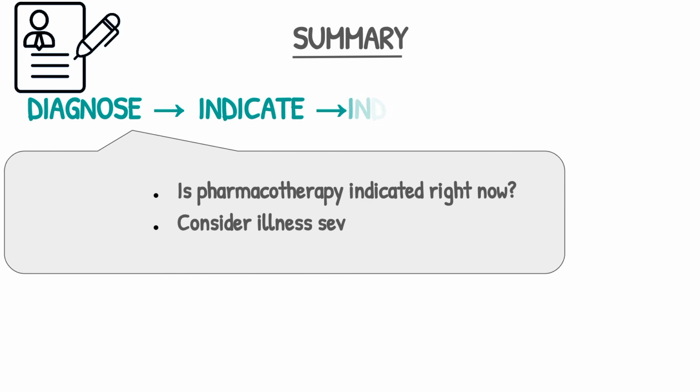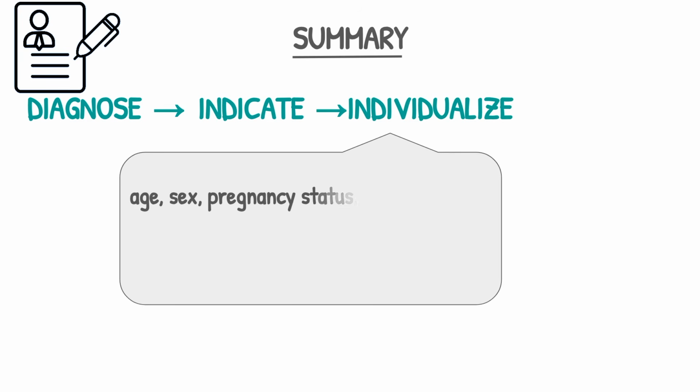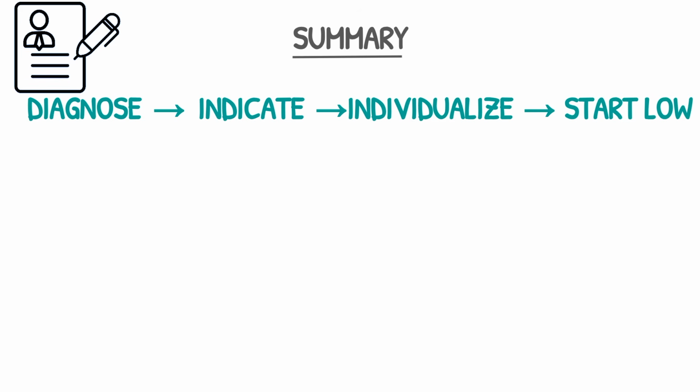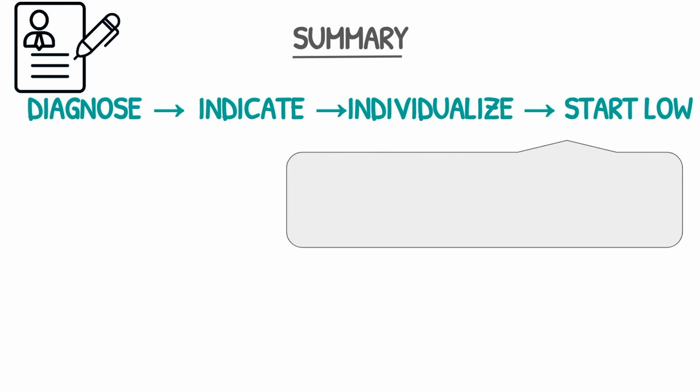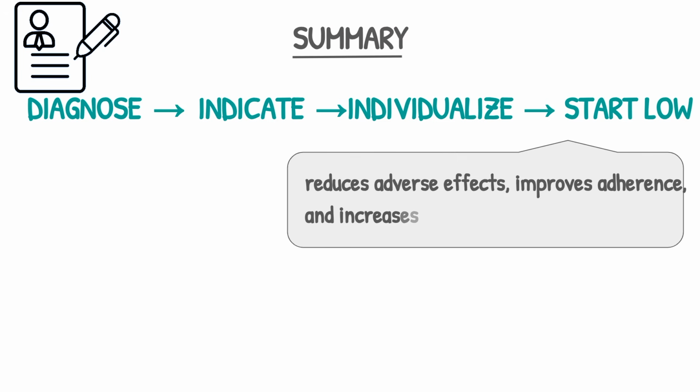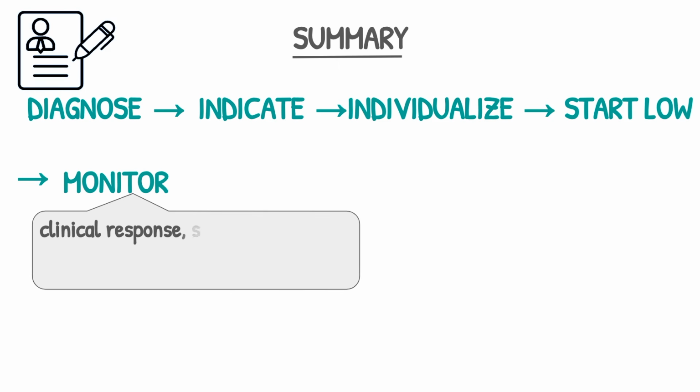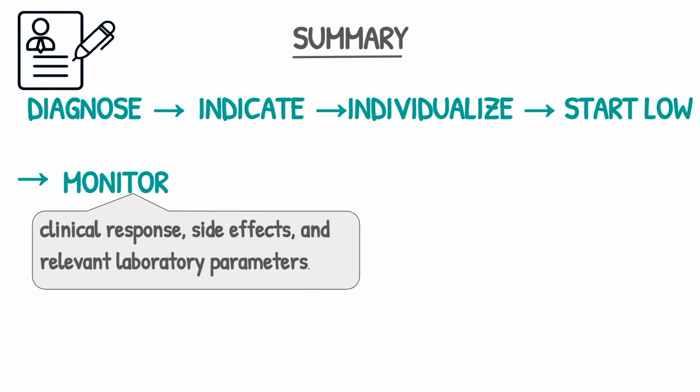Choose the drug based on patient-specific factors: age, sex, pregnancy status, medical comorbidities, substance use, and past or family response. One drug never fits all patients. Start with the lowest effective dose and titrate slowly. This reduces adverse effects, improves adherence, and increases long-term treatment success. Actively monitor clinical response, side effects, and relevant laboratory parameters. Prescribing without monitoring is incomplete treatment.